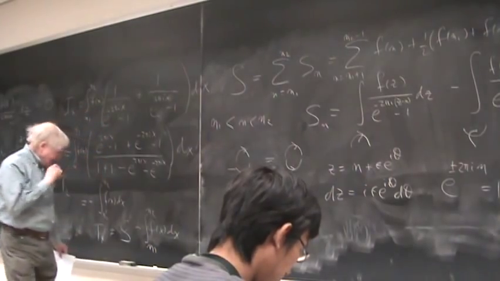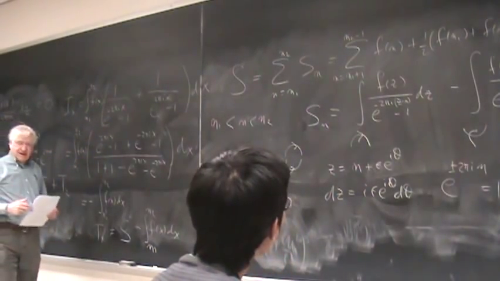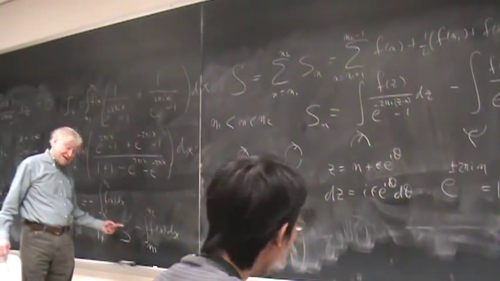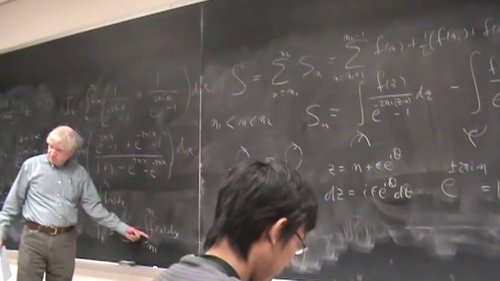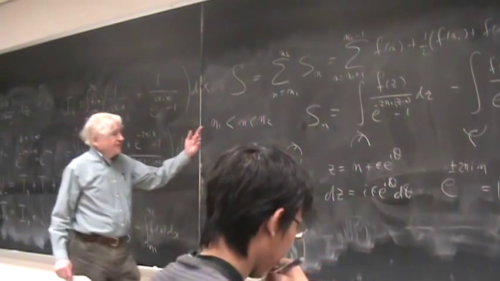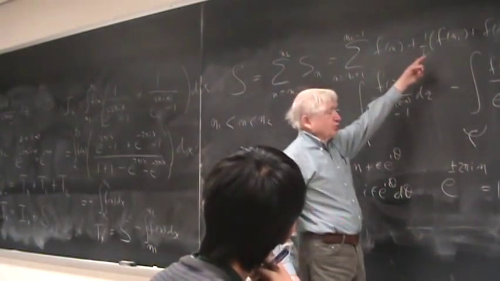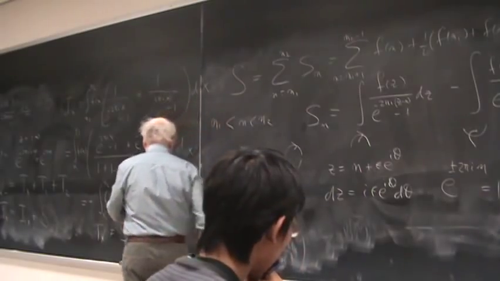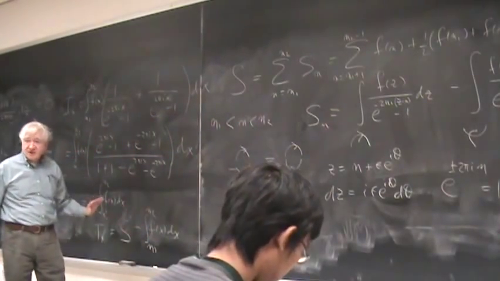And so you see what we're getting here is an analytic formula for the difference between a sum and an integral. Another way of thinking of it is this sum is the trapezoidal rule for this integral, and we're getting a formula for the difference.